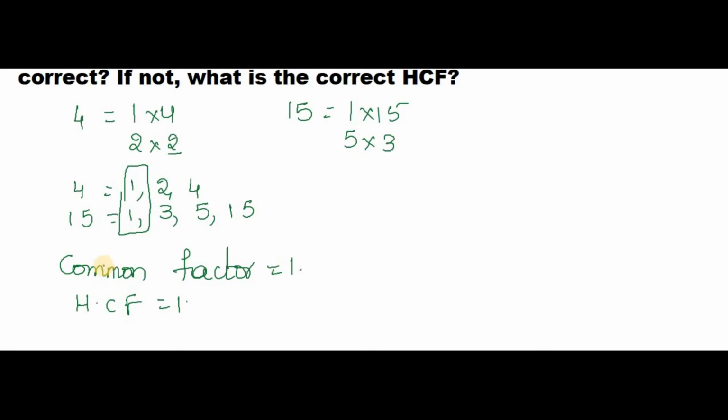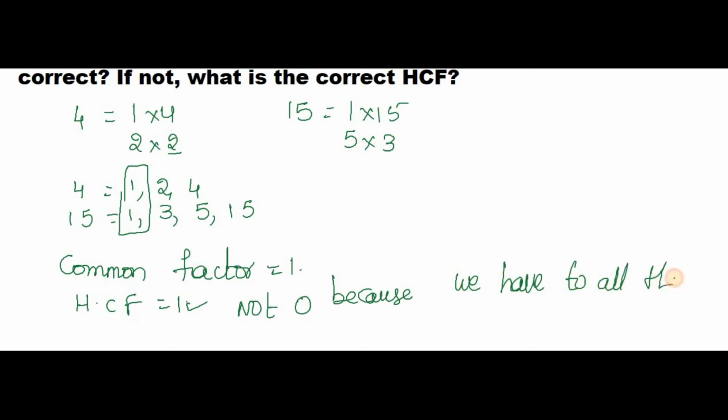And now coming to this, the HCF of 4 and 15 is 1. Means in one table you will get 4, in one table you will get 15. Of course, in one table all the numbers will come. And the correct HCF is 1, not 0. Why? Because we have to find all the factors. This is the only reason we can give for that.